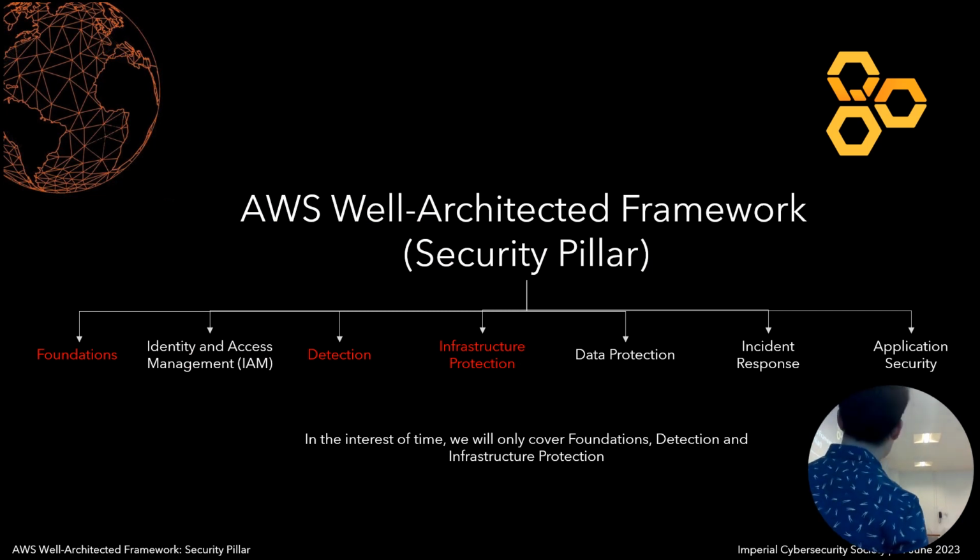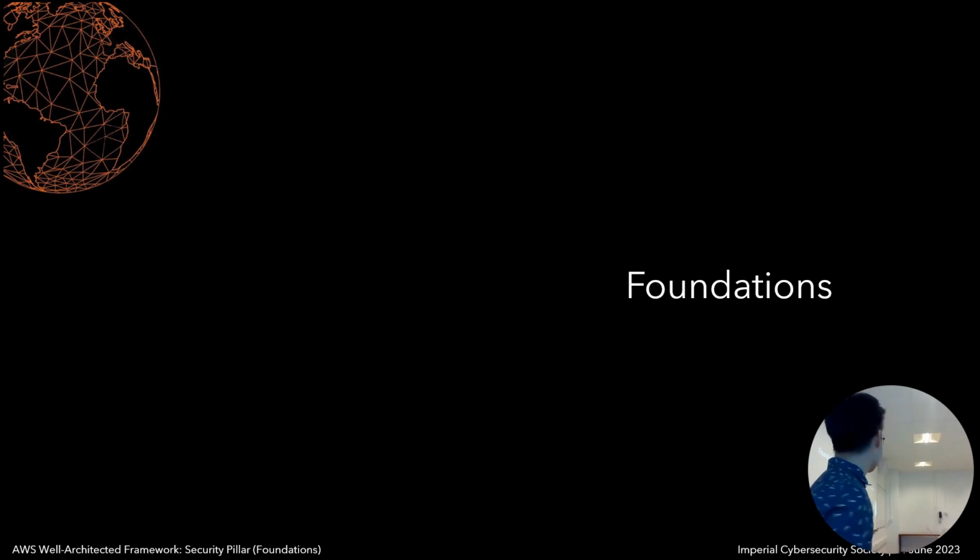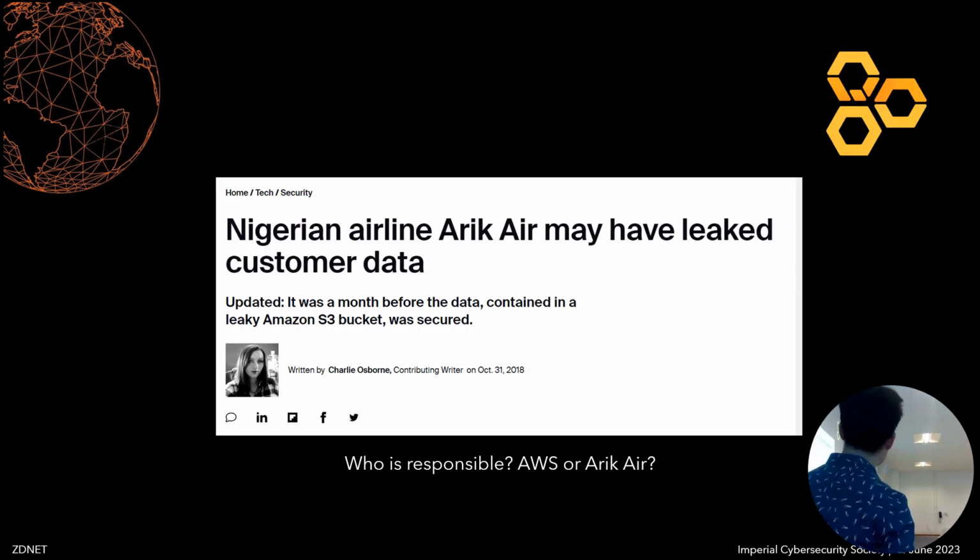So this is a breakdown of the security pillar. There are many different aspects, and today, in view of time, we'll just share about 3, which are foundations, detection, and infrastructure protection. And I know the previous part wasn't really about security, but this part is really security heavy. So first, about foundations, and to share about foundations, I will be sharing an example.